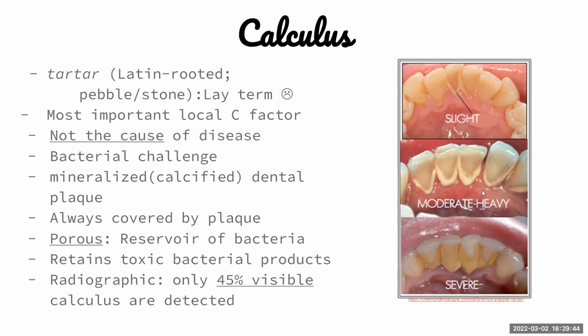Different amounts of calculus. All right, so right now we would make this a difficulty 2 for you. Starting in the summer, it might be a difficulty 1 if this is the only place they have deposit. This would be a difficulty 2, depending on what was subgingivally. Difficulty 3, again, depending on what was subgingivally, or a difficulty 4.